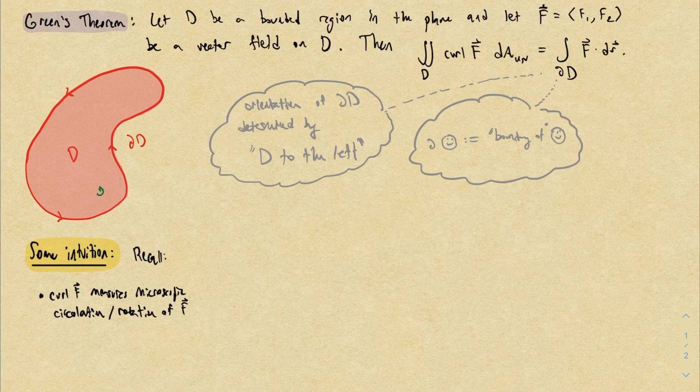this direction. So if I draw a bunch of little arrows on my picture here, little swirls, these little swirls represent the curl of the vector field. Again, that's vague, but whatever. The point is that curl measures microscopic circulation. On the other hand, a vector line integral measures macroscopic circulation of the vector field around the curve. Again, what does that mean precisely?